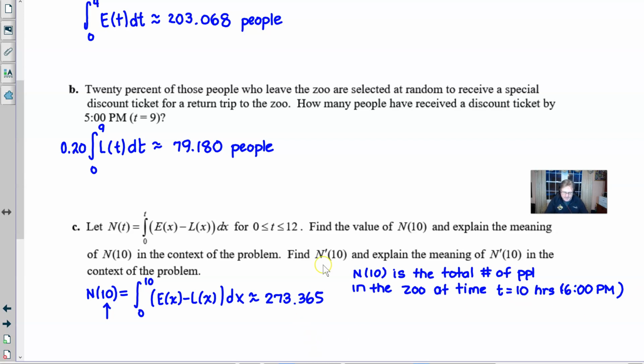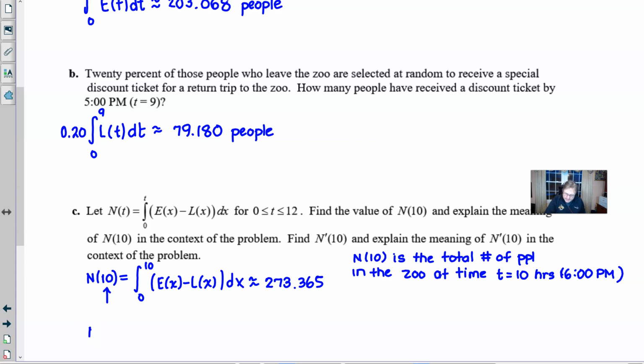All right, now let's do the same thing. Find n prime of 10. Well, the thing about n prime is that if we were to take this derivative up here, and we could think about this out loud, n prime of t, we learned that one of our fundamental theorem of calculus parts allows us to simply replace this upper boundary of t in for those x's. In essence, what is happening is that the integral and the derivative cancel each other out, and this is all that you're left with, evaluated only at the upper boundary. Second fundamental theorem. Sometimes it's called part 1 or part 2, depending on your textbook. So we can say that n prime of 10 would be E of 10 minus L of 10.